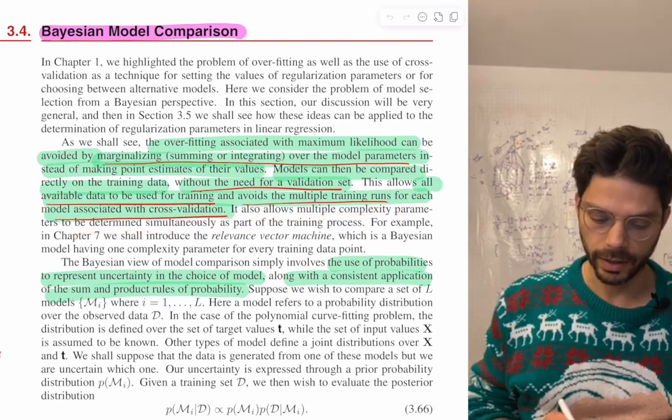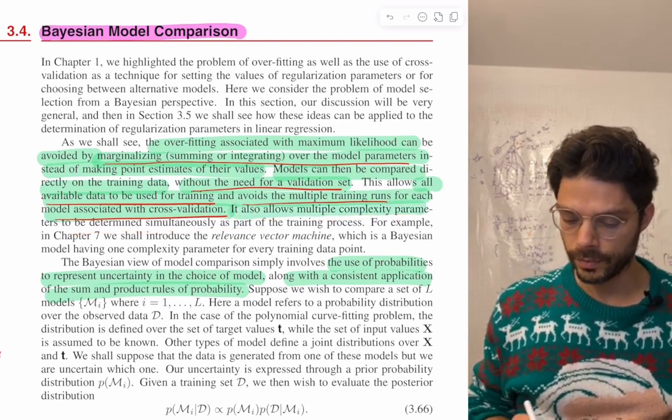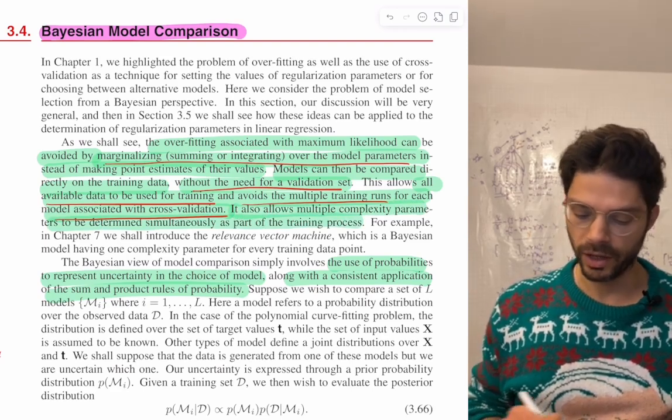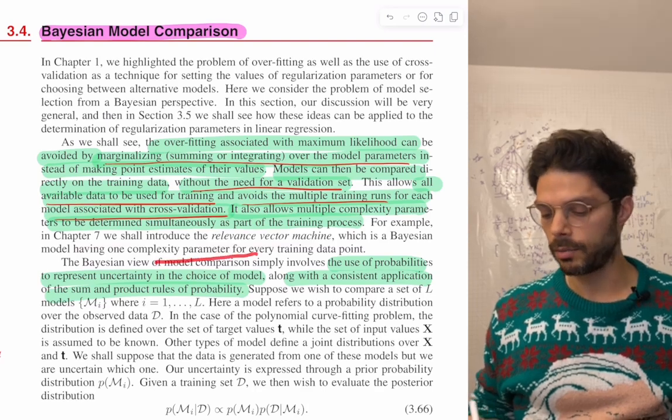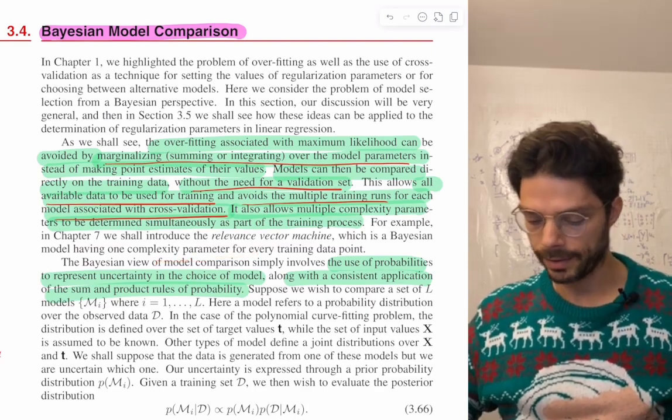So let's just highlight that as well. And we're going to see, for example, in chapter 7, there's something called the relevance vector machine, which has a complexity parameter for every training data point, but let's talk about that then.